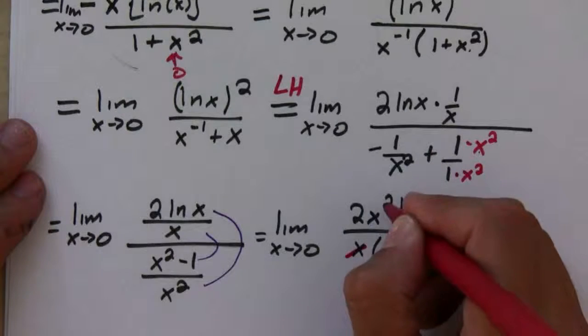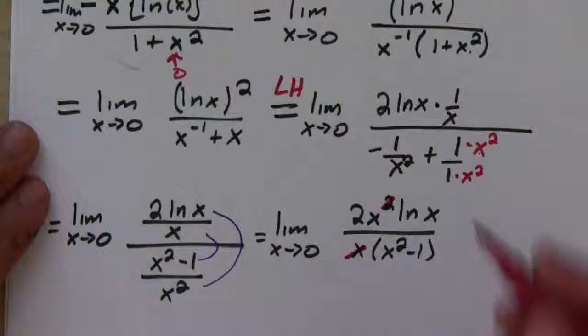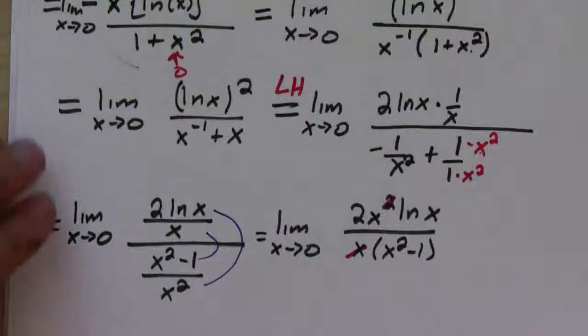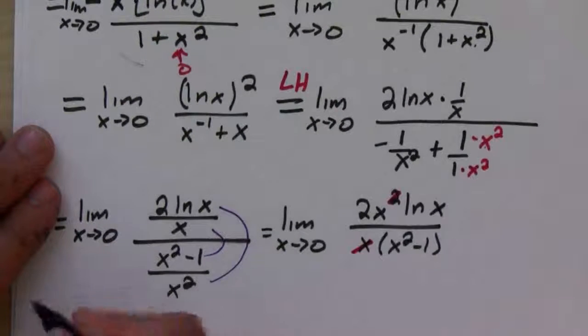And so then this guy cancels with one of these, and this is looking pretty bad because I have again 0 times infinity, and here in the denominator I have 0 minus 1, so I have 0 times infinity. But there is a little good news, is that if I'm not sure if this is good news actually.